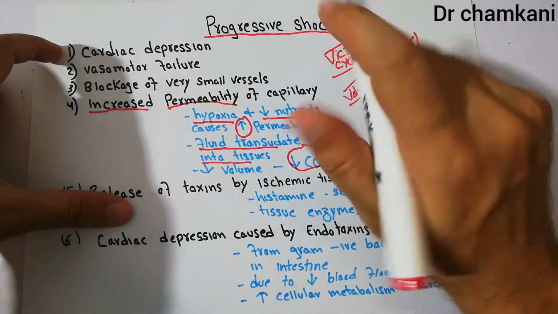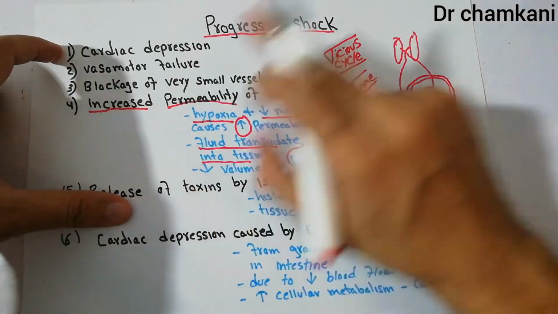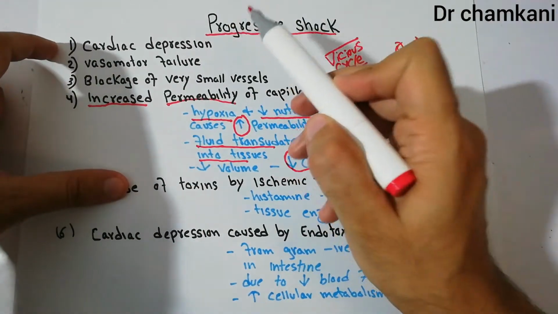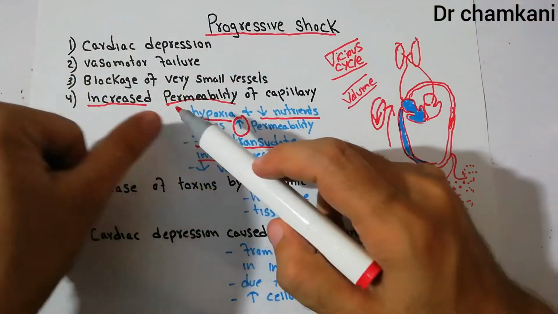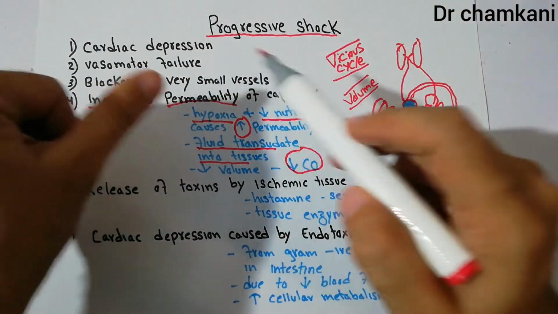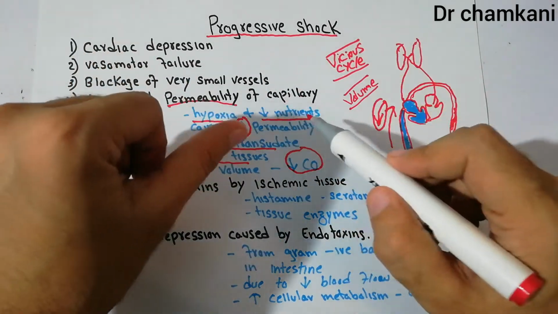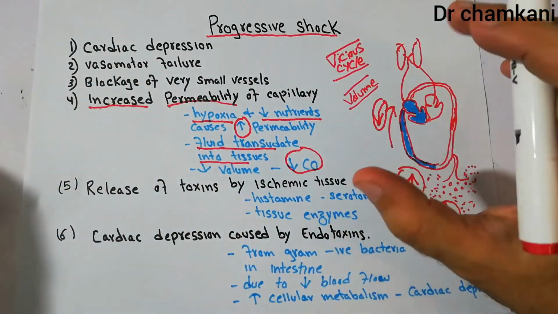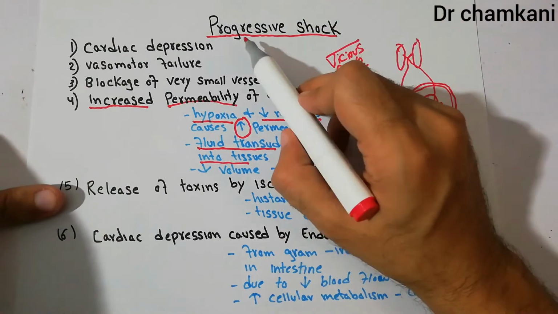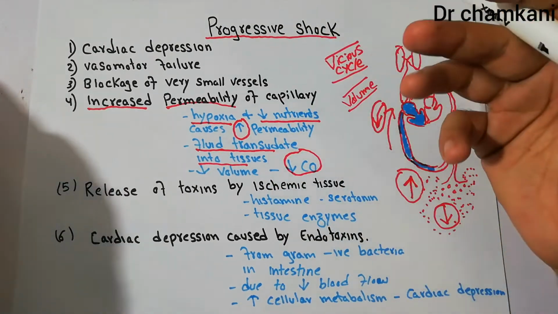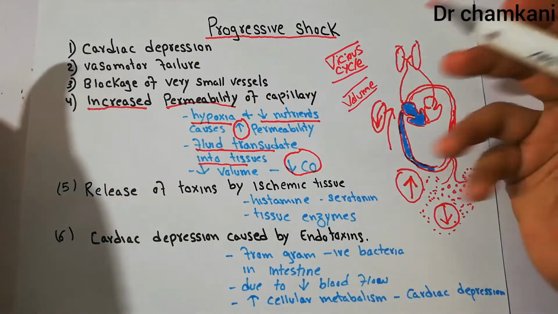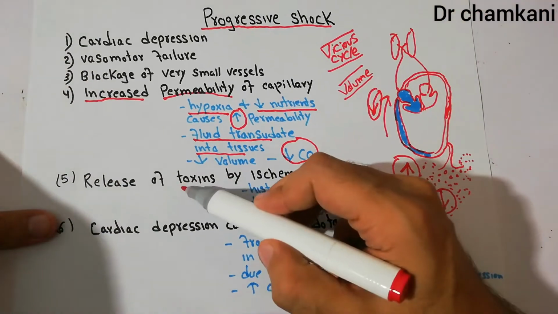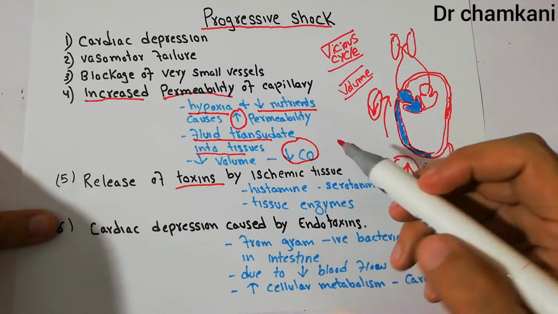It keeps on increasing, and the shock basically keeps on progressing. And that's why it is labeled as progressive shock. This increased permeability of the capillaries due to hypoxia and decreased nutrient supply is one feedback mechanism and one factor in the progression of the shock, or in increasing the staging or the severity of the shock. Now another important factor is the release of toxic substances by the ischemic tissue.